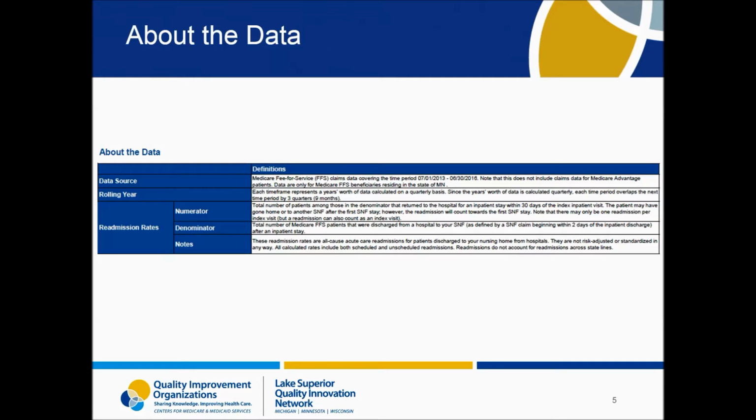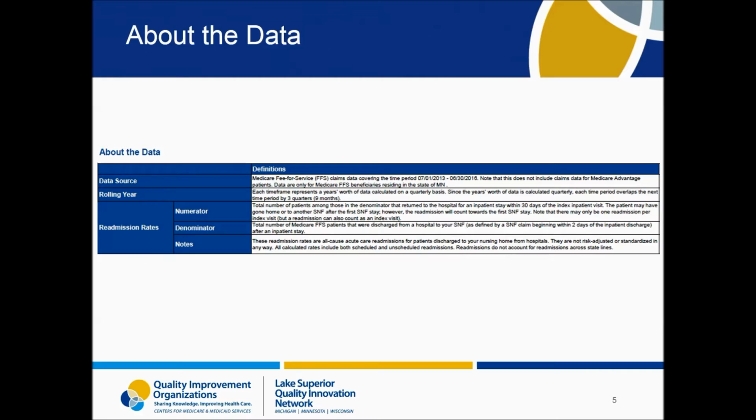The numerator is the number of patients who are among those in the denominator that went back to the hospital for an inpatient stay within 30 days of being discharged from the hospital to the nursing home. It does not matter what else the patient did within that 30-day time period. They might have gone home or to another facility. If a patient was discharged from a hospital and admitted to your nursing home within 2 days, and they went back to a hospital for admission within 30 days of being discharged from the hospital, they will be counted as a readmission in this report.